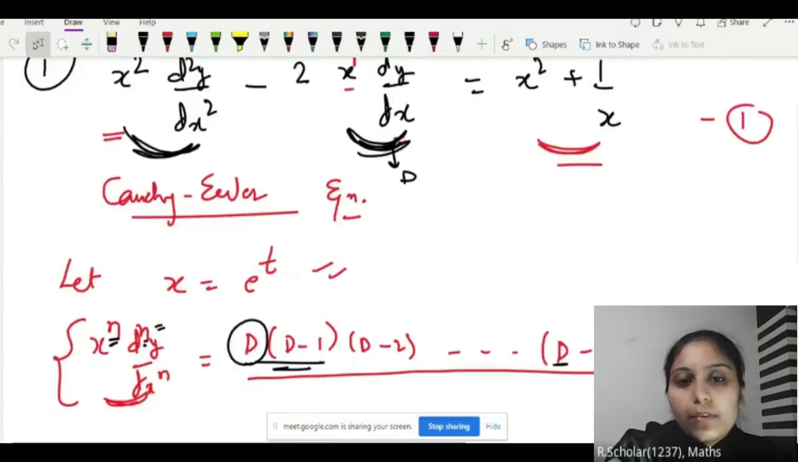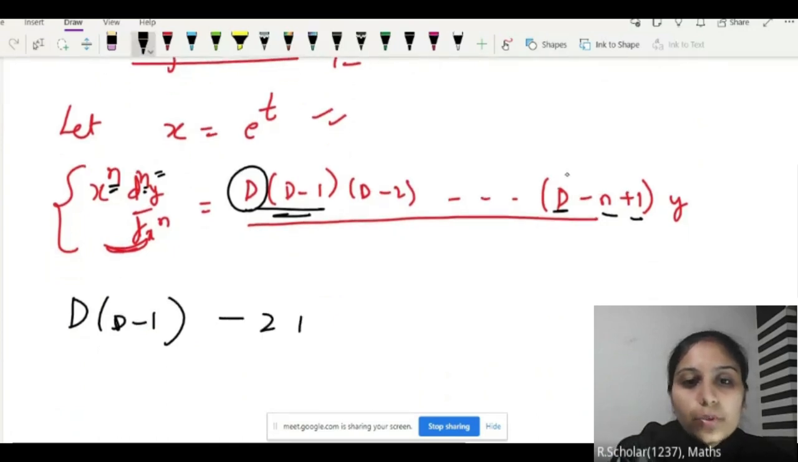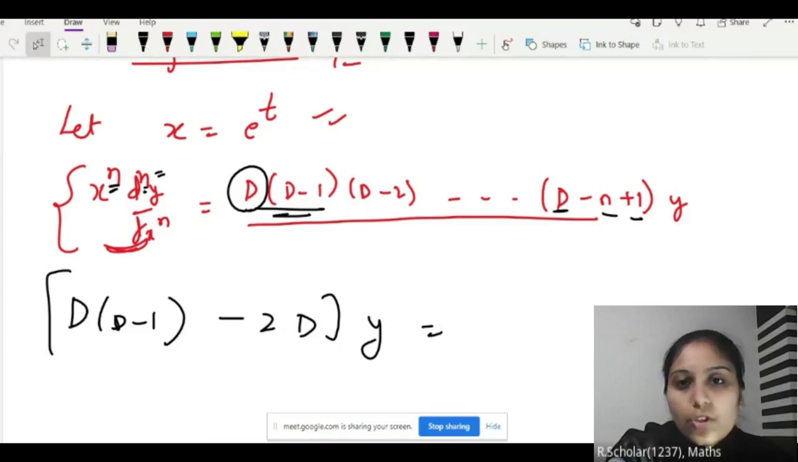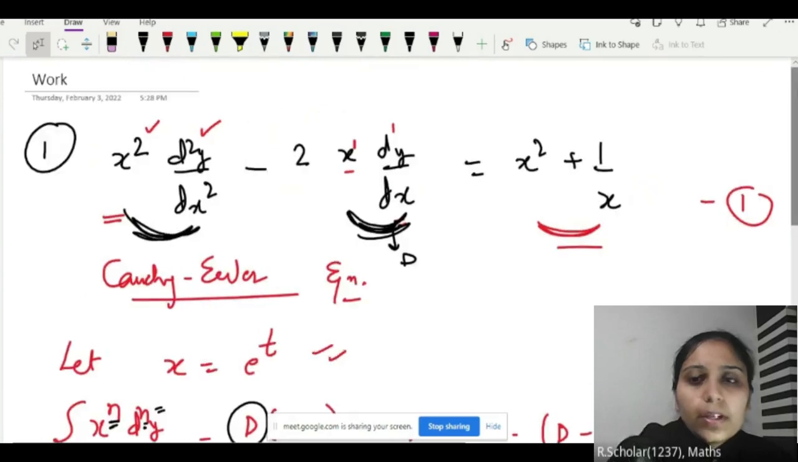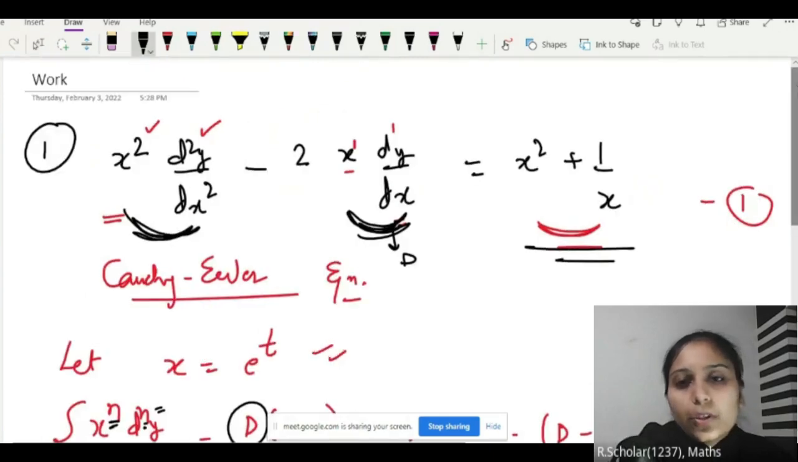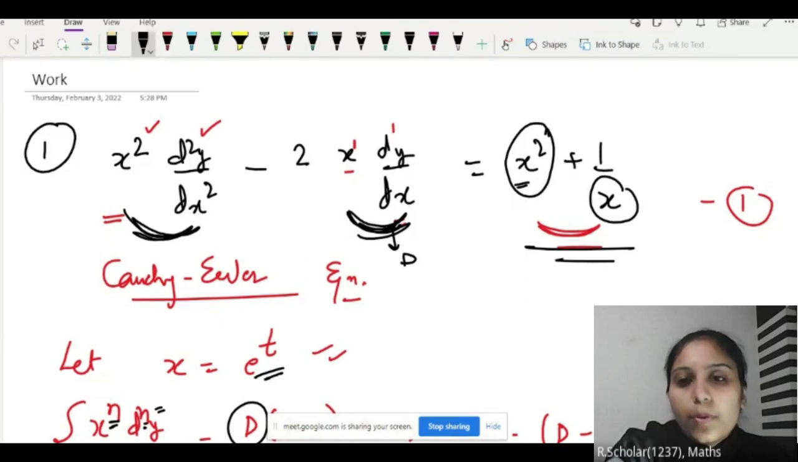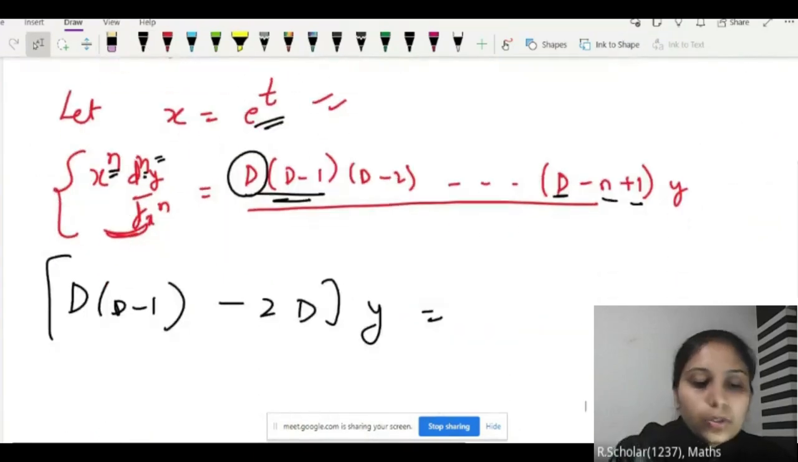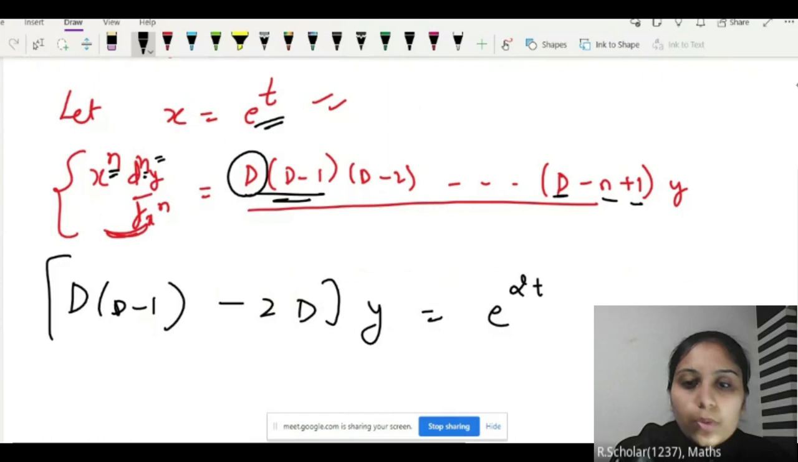So the second part we will write as minus 2D whole y is equal to the non-homogeneous part, which is x square plus 1 upon x. You can see from here x square plus 1 upon x. So putting x is equal to e raised to power t, we get e raised to power 2t here, and here 1 upon e raised to power t. So this becomes e raised to power 2t plus 1 upon e raised to power t.